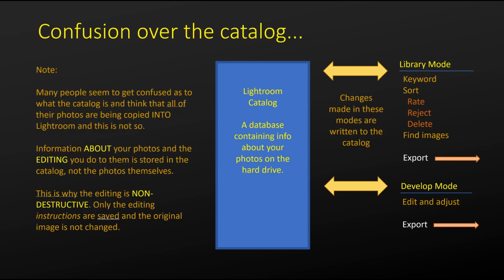And a lot of people, when they talk to me about Lightroom, I find they do get confused about the catalog, and they think that all of their photos are being copied into the catalog and all that sort of thing. And they are not. It is only the information about your photos and the editing that you do to them that is stored in the catalog, not the photographs themselves. And that's why it's non-destructive editing, because on the right here in the develop mode, as you edit and adjust, it's only the changes for each image file that are saved in the catalog. It does not change your original master file.